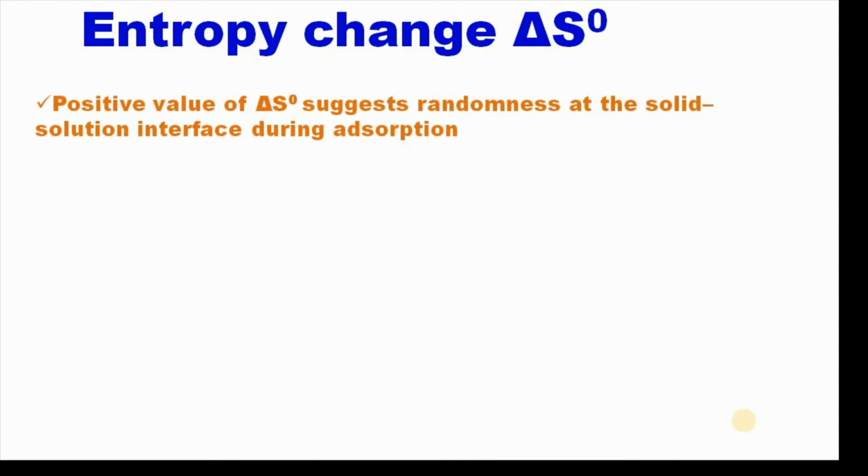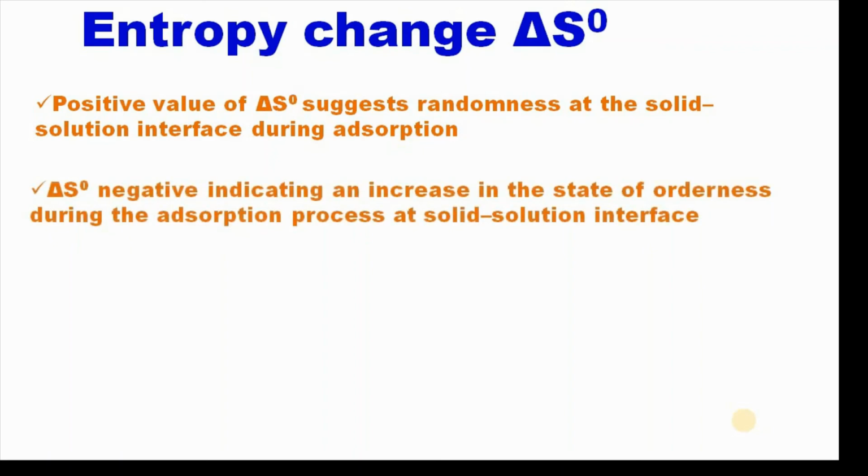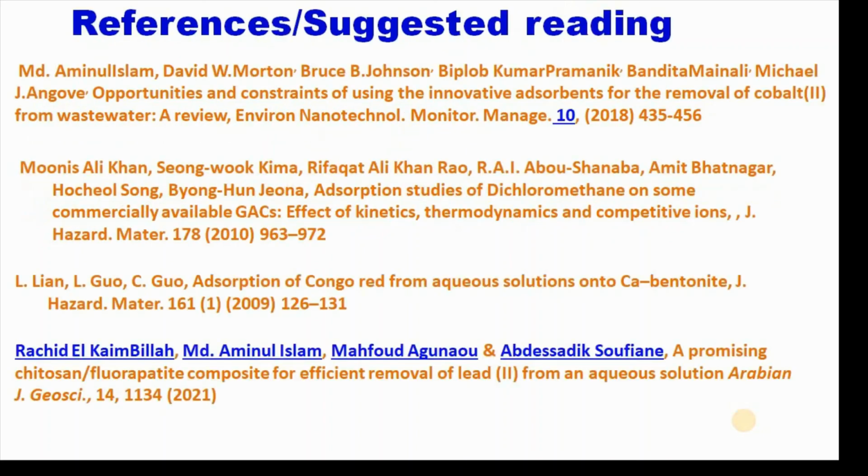Finally, let us consider entropy change. Entropy change also can be positive or negative. So, if it is positive, then it suggests the randomness at the solid-liquid interface during uptake. And if the value of del G naught is negative, which indicates an increase in the state of randomness during adsorption process at solid-liquid interface.